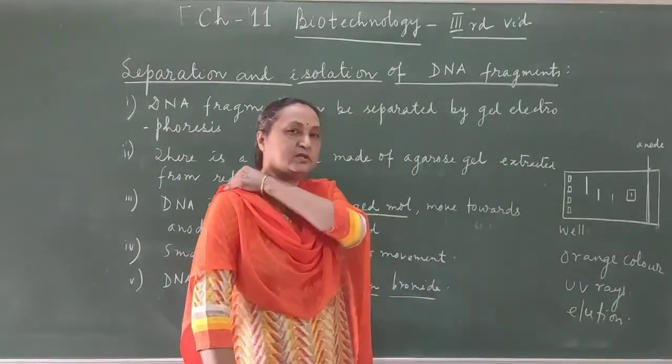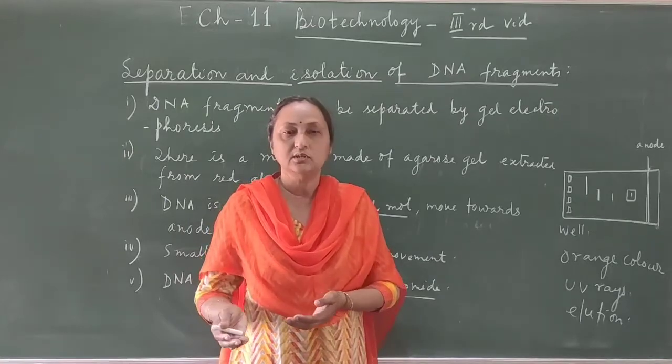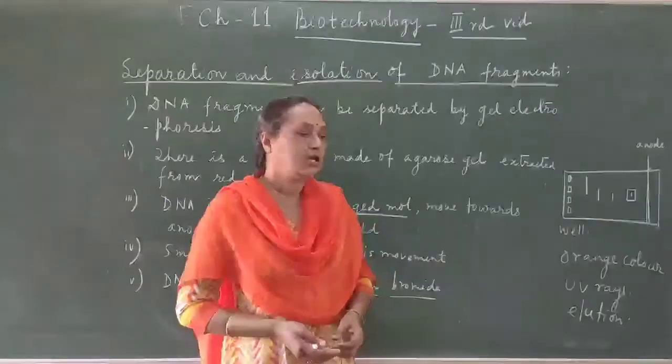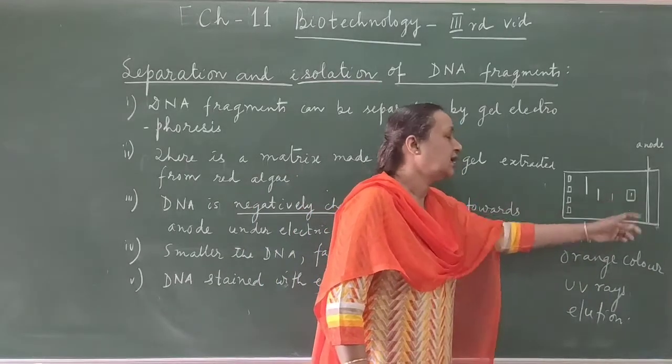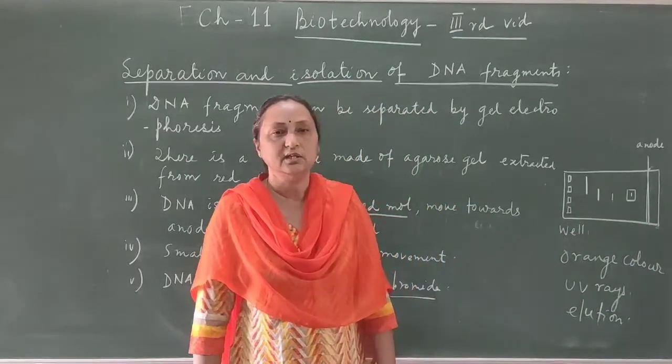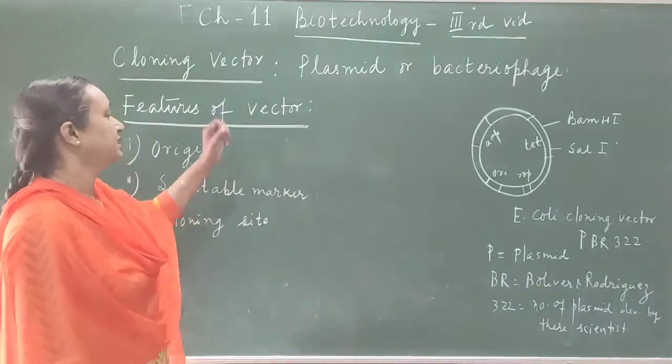Okay, so the cutting of the DNA fragment which is of desirable character, so that we can use it in recombinant DNA technology, that process is called elution. Then the gel can be separated and the DNA can be used for making the recombinant DNA. The question is, what is a cloning vector?